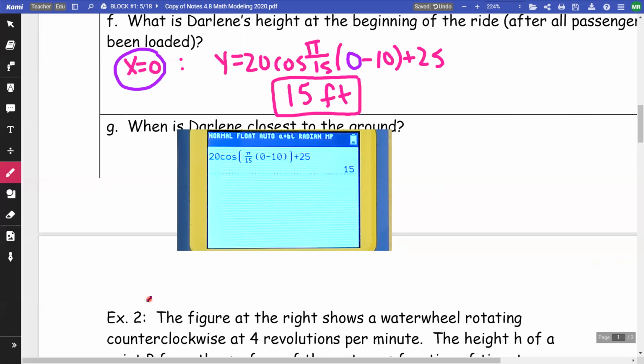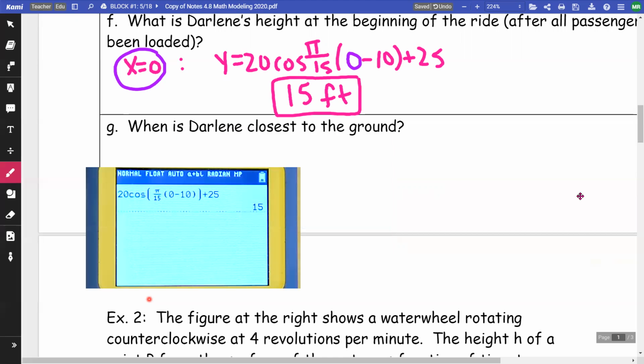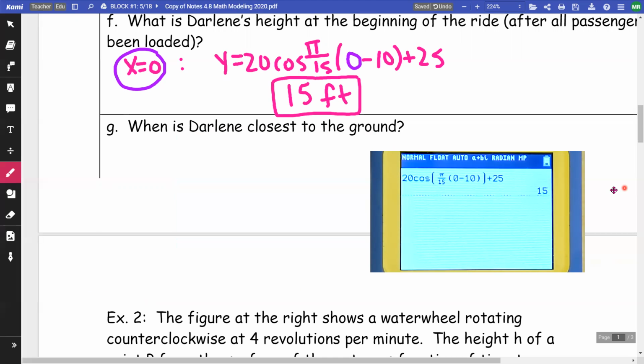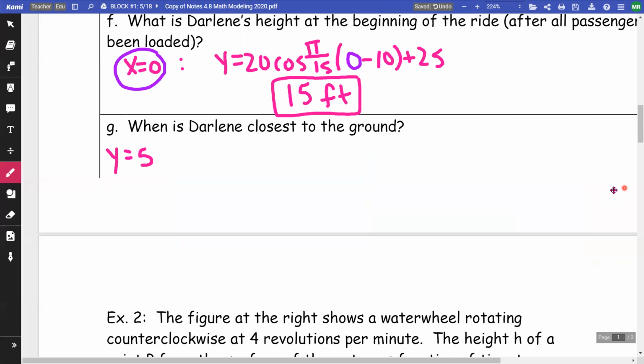Now it says, when is Darlene closest to the ground? Well, the ground was when my y was 5. So that's what we're going to put into this equation, okay? So I'm going to go y equal 5 equal 20 cosine pi over 15 times x minus 10, plus 25.